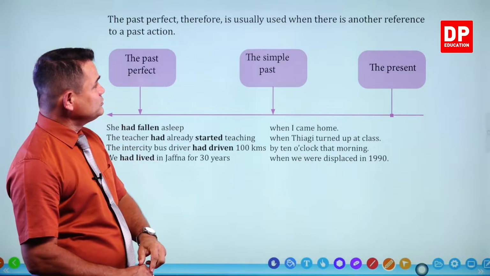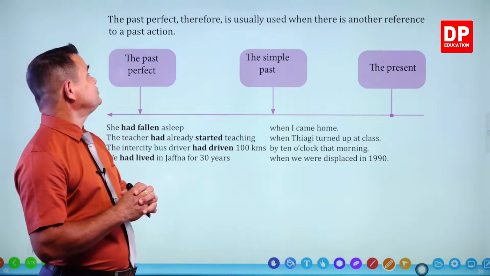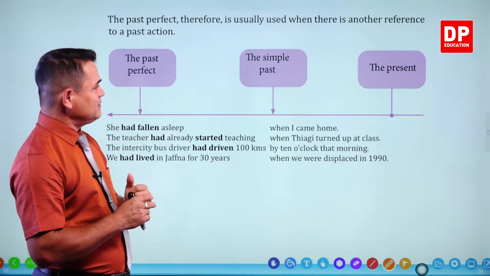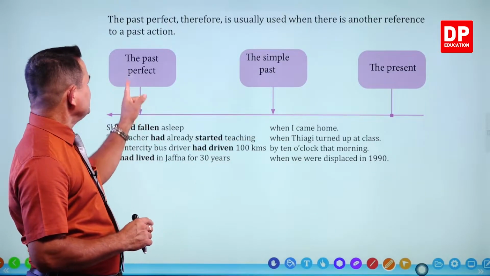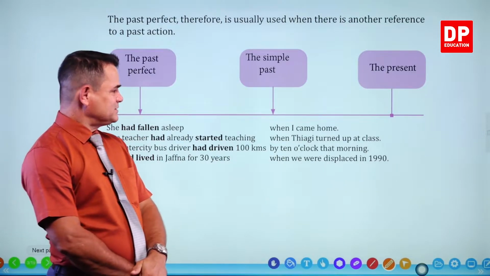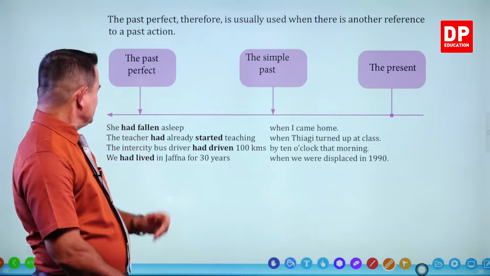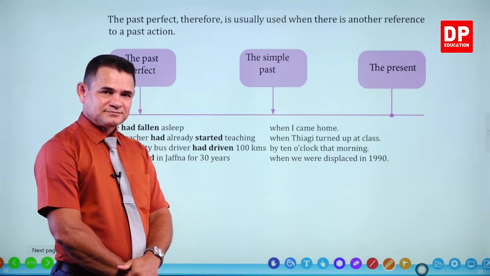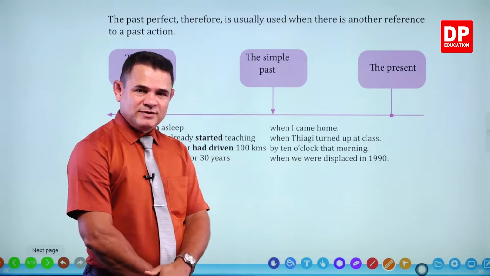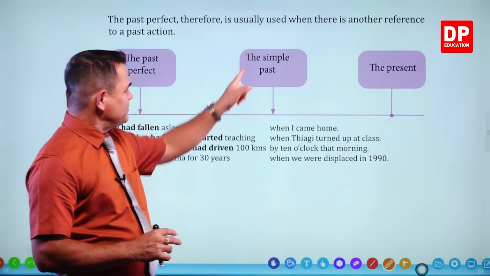The past perfect tense therefore is usually used සාමාන්‍යයෙන් පාවිච්චි කරනවා when there is another reference to a past action. අතීතේ ක්‍රියාවක් පිළිබඳ තවත් reference තවත් දෙයක් ගැන කියවෙනකොට. Now just have a look at this one: the past perfect, the simple past, the present. So that means what's it? She had fallen asleep, right? The teacher had already started teaching. The intercity bus driver had driven 100 kilometers. So now when you read these things, can you get an idea? Now here, that is past perfect.